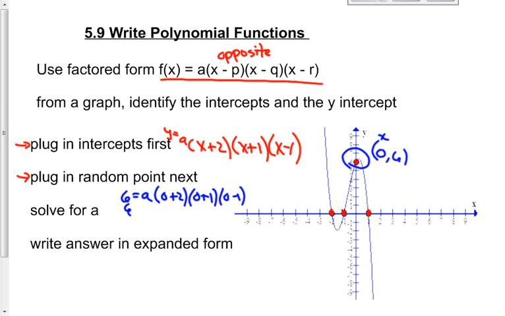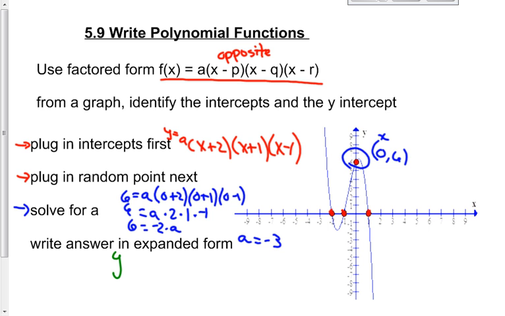6 equals a times 2 times 1 times -1. 6 equals -2a, and a is -3. Okay, so there was solve for a, -3. And then we just have to write the answer in expanded form. Now, most times in your book, they're just going to ask you to write it in factored form, which is just fine. So we're just going to do factored form.